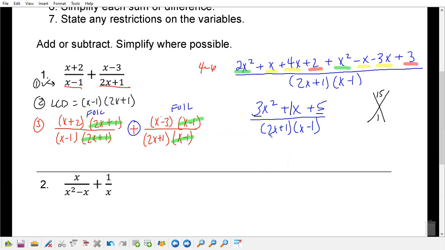Okay, the reason why we want to leave the denominator untouched is so that we can state our restrictions. So I have 2x plus 1 and x minus 1. This is my simplified expression, but x cannot equal negative 1/2 and x cannot equal 1, because if they did, then they would make my denominator equal to 0, and it's a no-go for 0 in the denominator, okay?